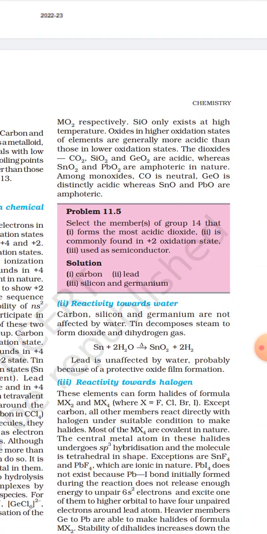Reactivity towards water. Carbon, silicon and germanium are not affected by water. Tin decomposes steam to form the dioxide and dihydrogen gas. Lead is unaffected by water, probably because of protective oxide film formation.